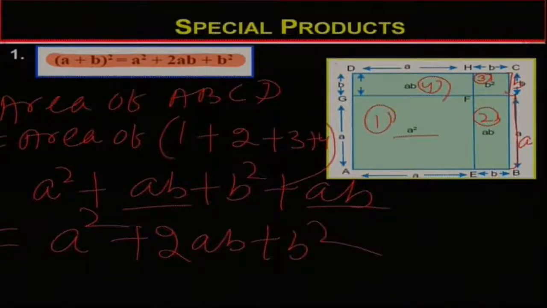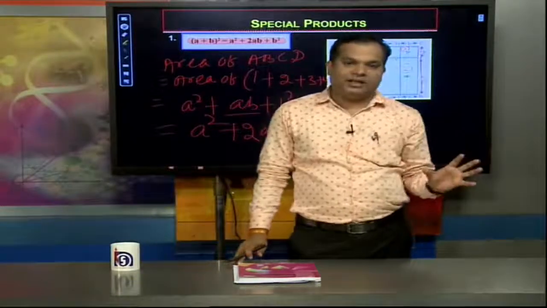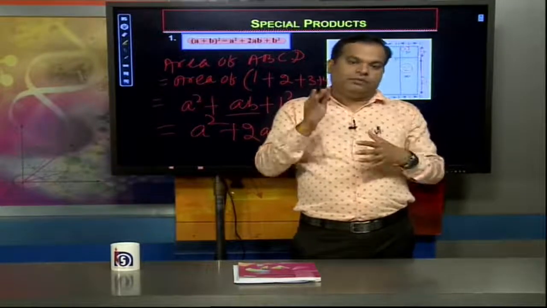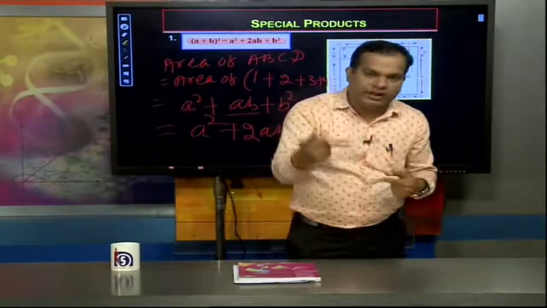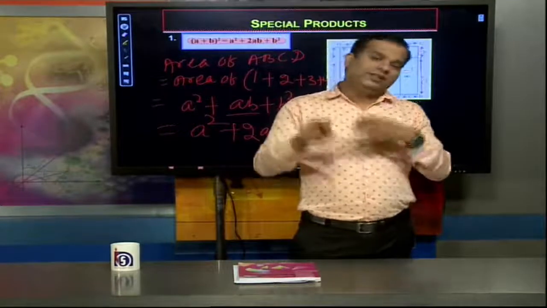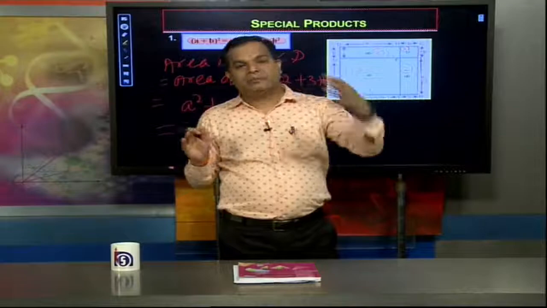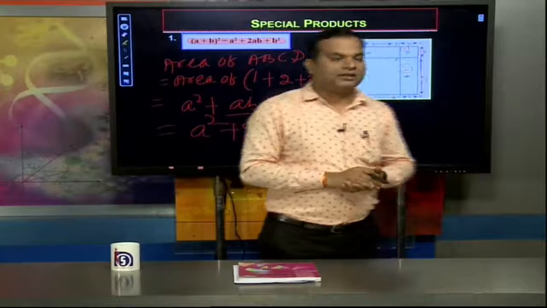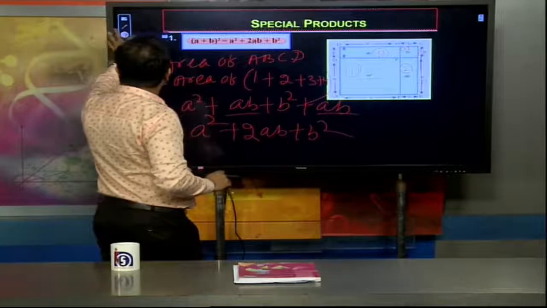So dear learners, algebraically as well as geometrically we found that the product of two quantities, A plus B whole square, is equal to A square plus 2AB plus B square. This is a very important formula, which is used in different areas in mathematics as well as geometry, physics and other scientific subjects. We must understand this one.